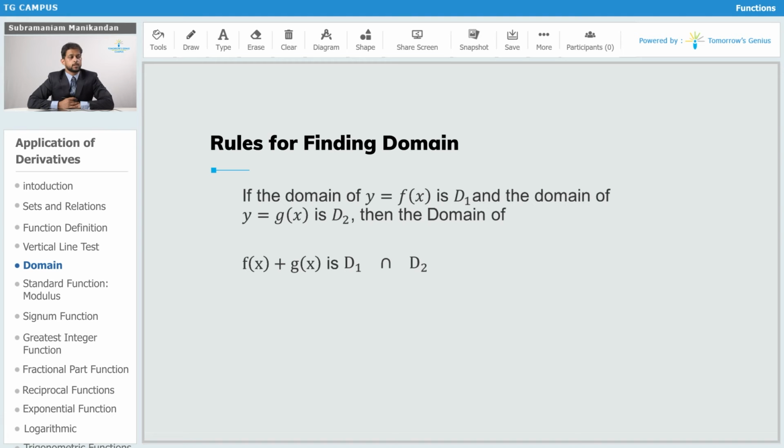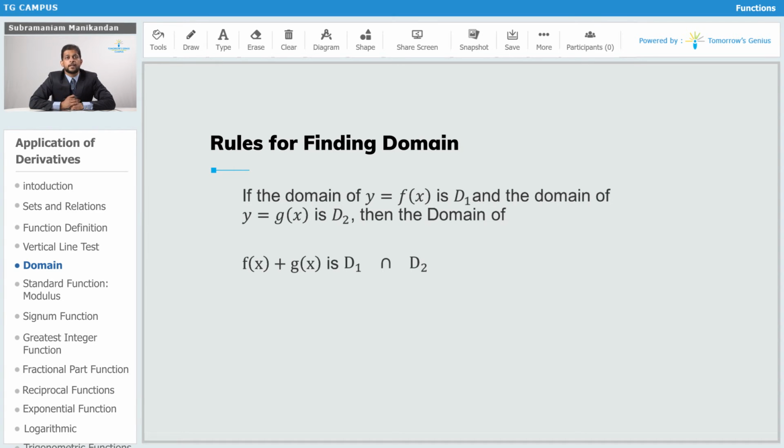If we have a function y equals f(x) whose domain is D1, and y equals g(x) whose domain is D2, then the domain of the common function f(x) plus g(x) is the intersection of the domains D1 and D2. That is, the domain that is common to both D1 and D2 would be the domain of the function f(x) plus g(x).